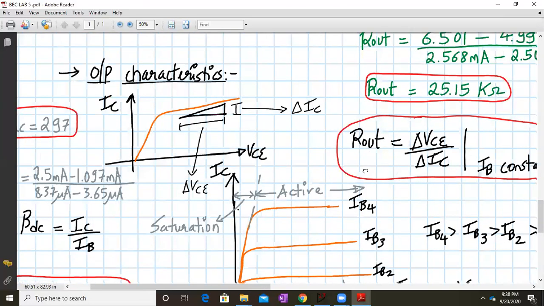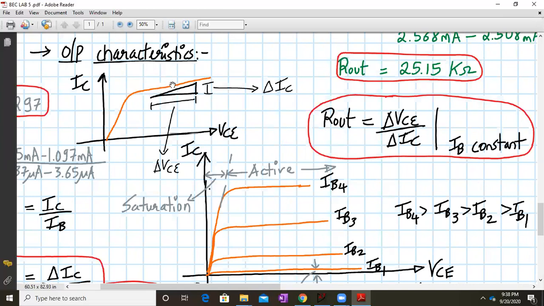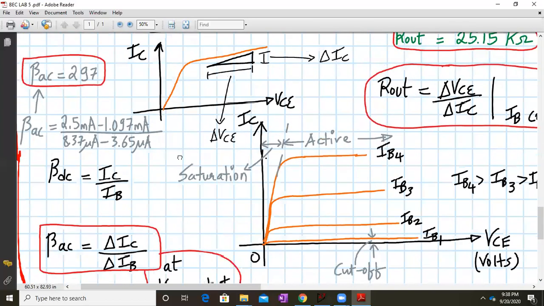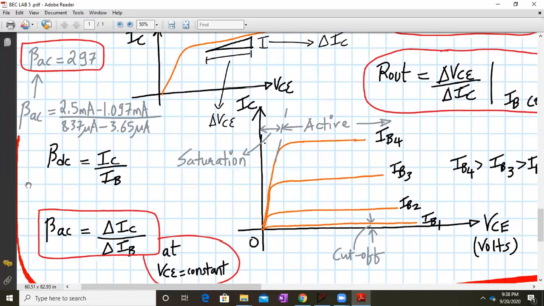Similarly, from the output characteristics, when the transistor is in the active region, the change in VC upon the change in IC, that is delta VC upon delta IC, will give me the output impedance or output resistance of a common emitter configuration. So that's how we can determine it. Also, in case of common emitter configuration, there is one more parameter, that is beta, which is the current gain. There are two formulas: beta DC, which is IC upon IB, and beta AC, which is delta IC upon delta IB. Beta is the current gain; it is greater than 1.